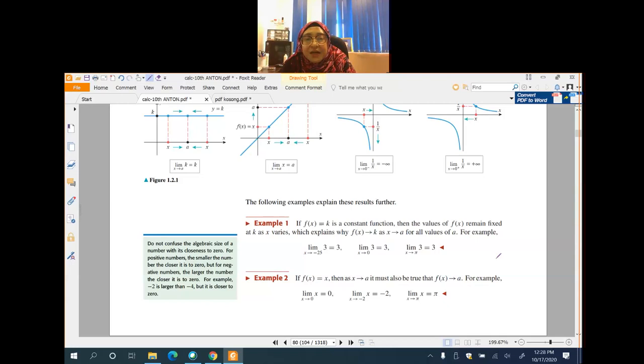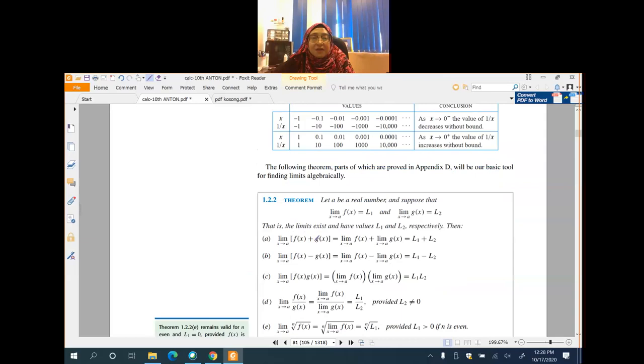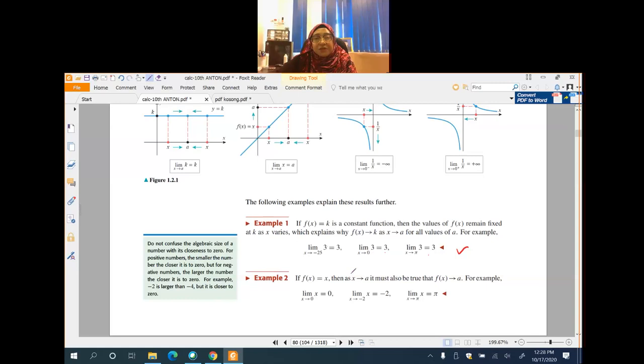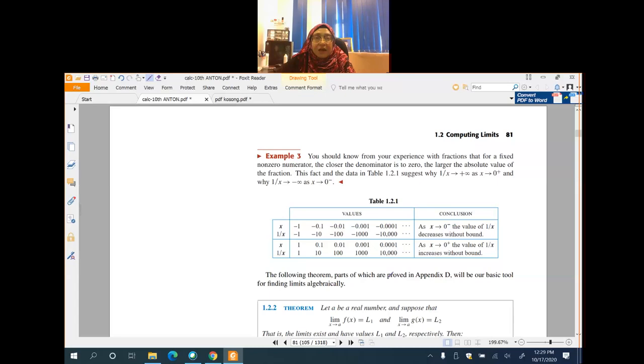Then here you have example 1. The question asks us to find the limit of 3 as x tends to negative 25. If you try to substitute x equal to negative 25, there is no variable x, so it stays as 3. It's a constant. This one as well, they are for the first theorem. And then for example 2, x tends to 0. You substitute x equal to 0, you get 0. And this one, you get negative 2. And this, you get pi. It's nothing difficult. Now let's continue. I think you can read this. This is just a reciprocal function.